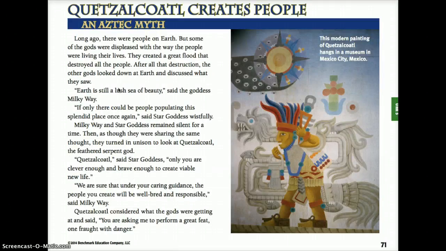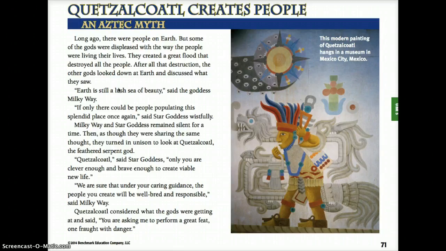Quetzalcoatl Creates People, an Aztec myth. Long ago, there were people on Earth, but some of the gods were displeased with the way the people were living their lives. They created a great flood that destroyed all the people. After all that destruction, the other gods looked down at Earth and discussed what they saw. "Earth is still a lush sea of beauty," said the goddess Milky Way. "If only there could be people populating this splendid place once again," said Star Goddess wistfully.